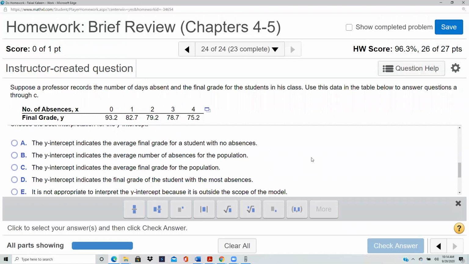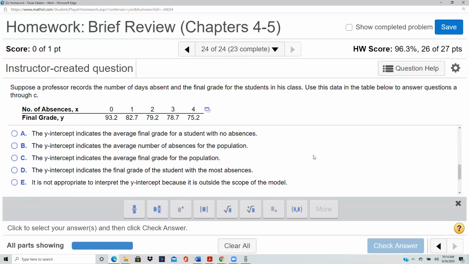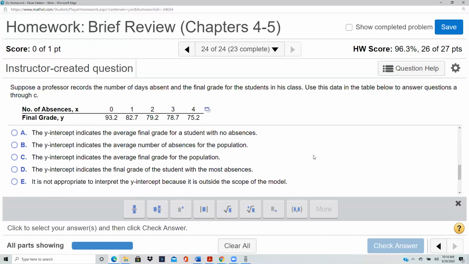And what about the y-intercept? Y-intercept is the y value when x is 0. So y is the grade. So it'd be the grade with 0 absences. Would it be A, the y-intercept indicates the average final grade for a student with no absences? Right.